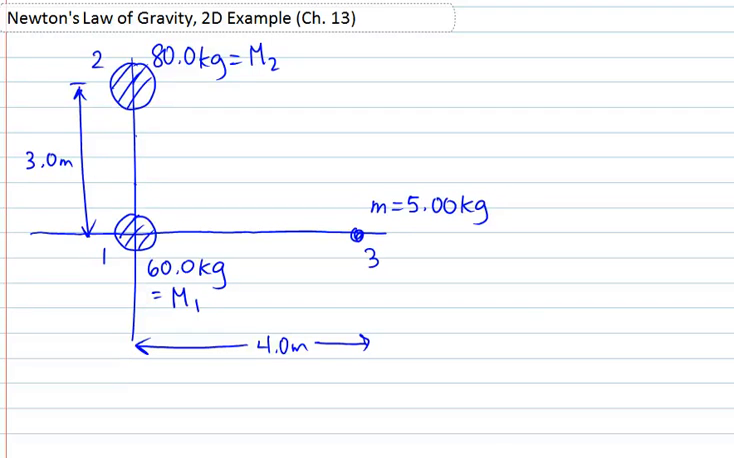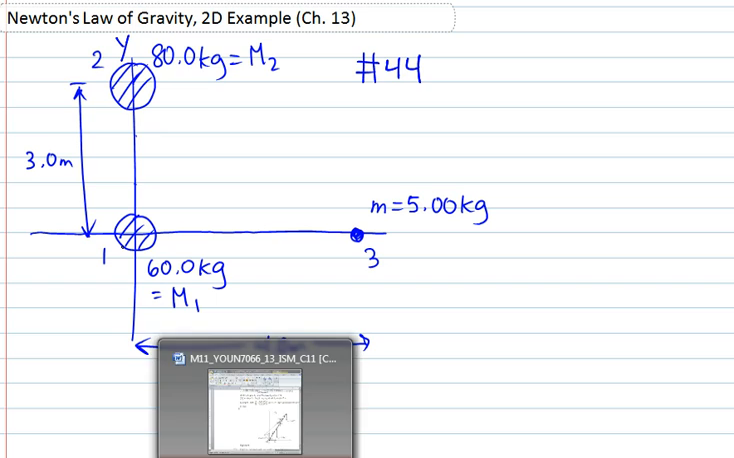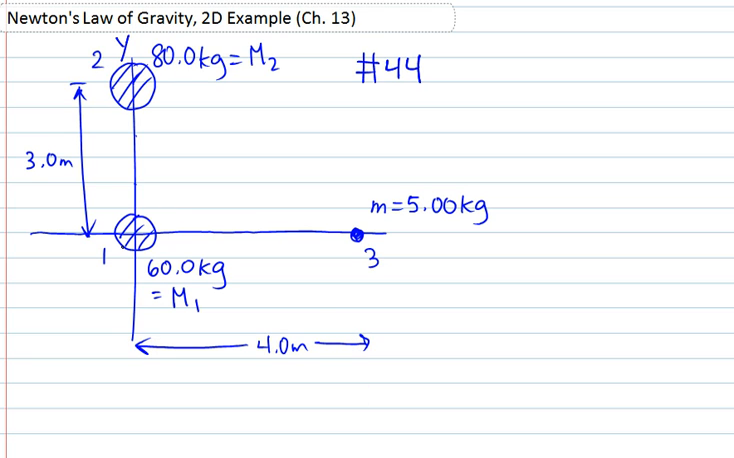Okay, welcome back everyone. In this video we're going to be looking at a two-dimensional example of using Newton's law of gravity. This is number 44 from chapter 13. We've got two masses, M1, which is 60 kilograms, and M2, which is 80 kilograms, separated by 3 meters on the y-axis. Then we have a third mass of 5 kilograms, which is 4 meters away from mass 1 on the x-axis.